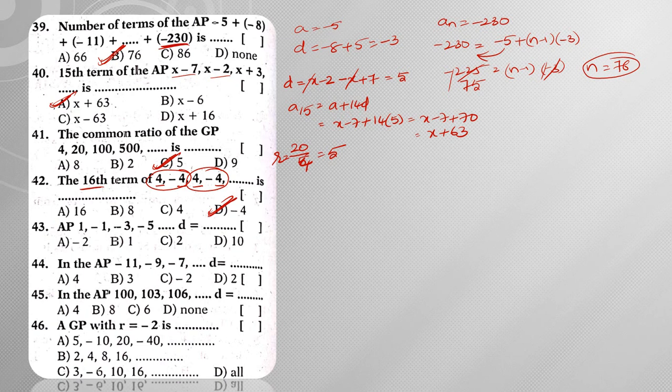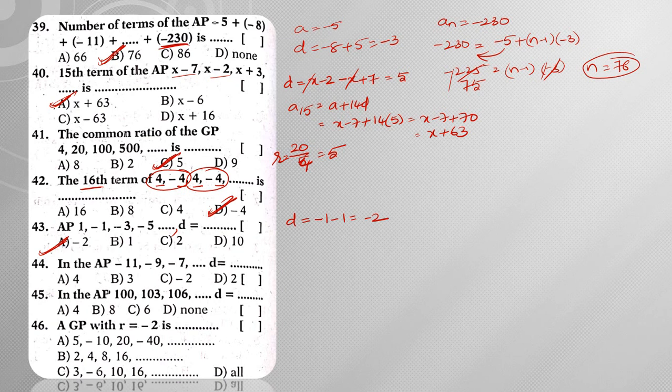Next, 1, minus 1, minus 3, minus 5 and so on. Then what is the value of D? So from this, what is the common difference formula? Common difference is second term minus first term. So minus 1 minus of 1, which is nothing but minus 2. Hence the answer is minus 2.